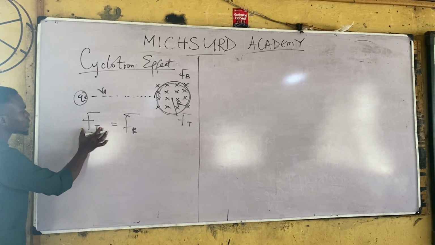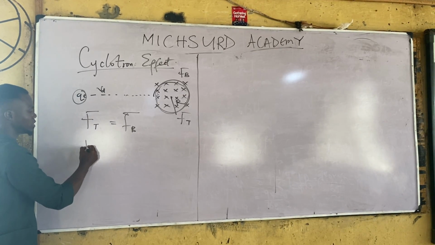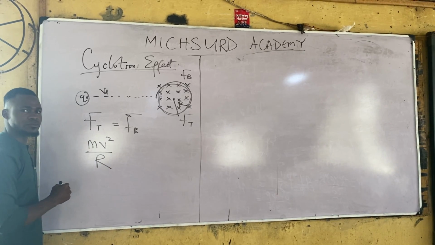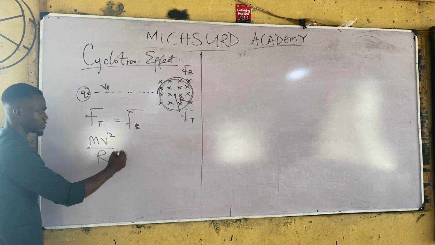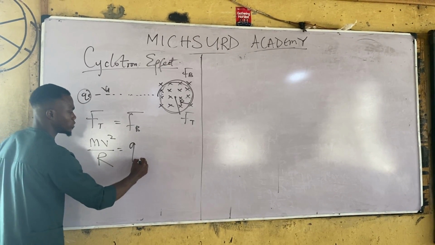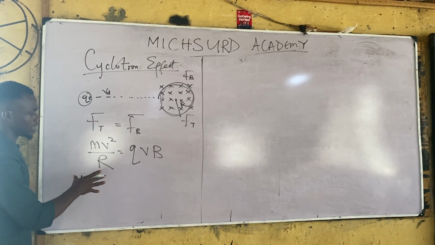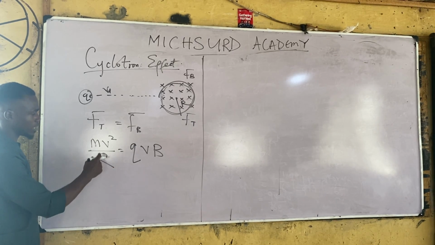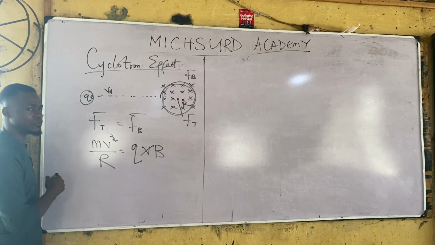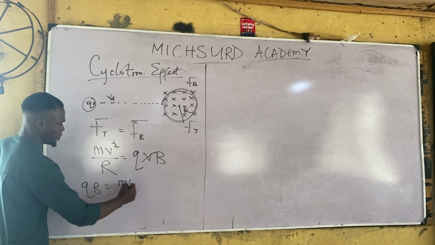So what is centripetal force? From our elementary physics, the centripetal force is given by mv squared all over r. Then the magnetic force, we already have said about it. We say it is equal to qvB. When you look at these formulas, you see that we have something in common here, which is the velocity, v. So we cancel one of these v, and we have that qB is equal to mv all over r.